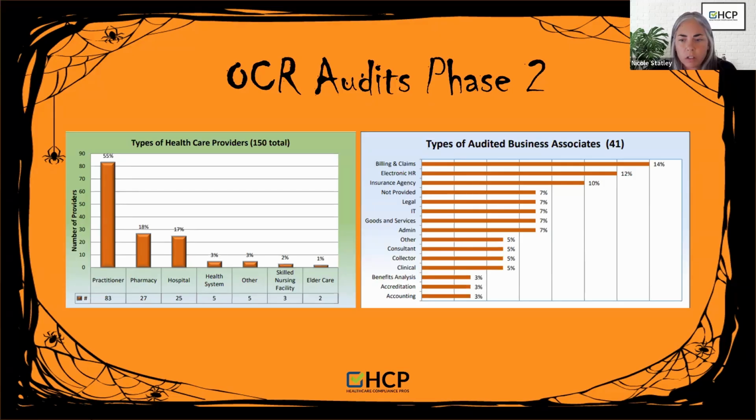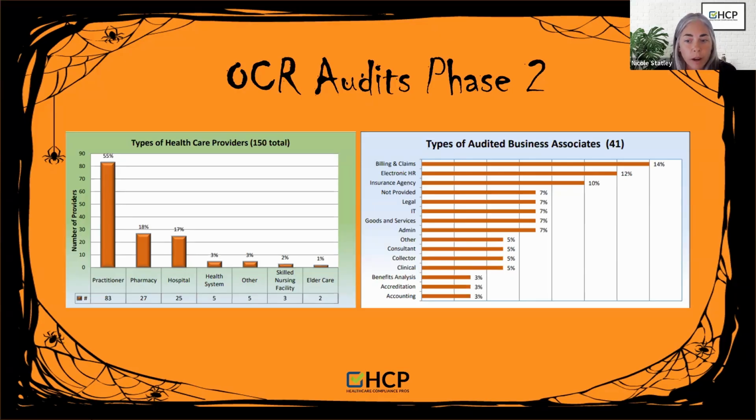So I think it's interesting to see how or who they decided to actually audit. They did audit about 166 covered entities and 41 business associates. So the audit was heavier on the covered entity side, but they are adding business associates, and I will be interested to see phase 3 once that information comes out. I wouldn't be surprised if there's more business associates added to that pool.